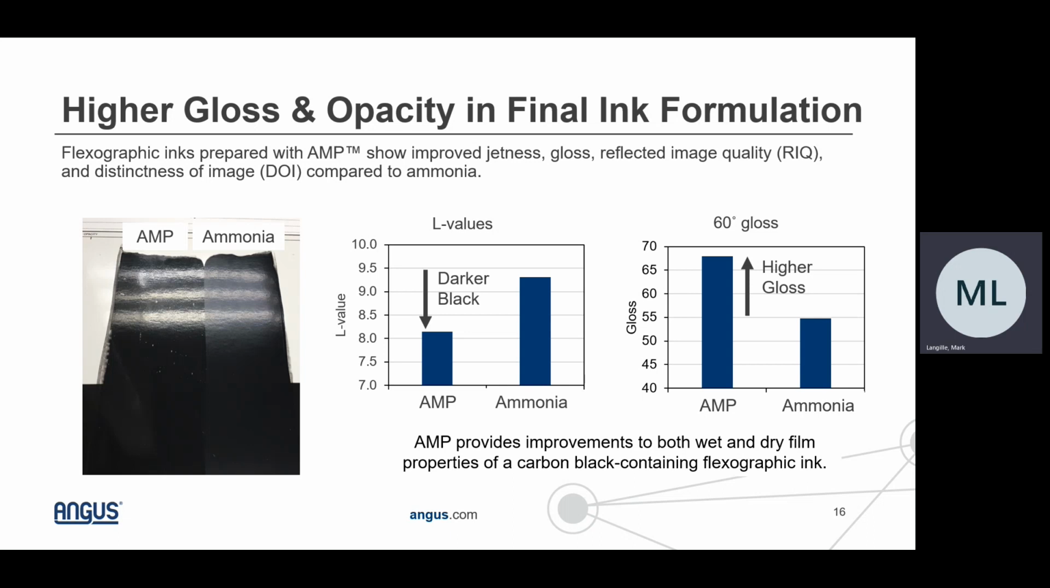You can also see from the photographs of drawdowns that the reflected image quality and the distinctiveness of image are both improved with AMP. This is a very interesting result because carbon black is a much different type of pigment than titanium dioxide, yet we still see benefits for using AMP to help disperse that kind of pigment, at least in this case, in an ink application.